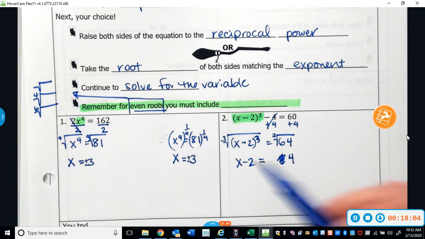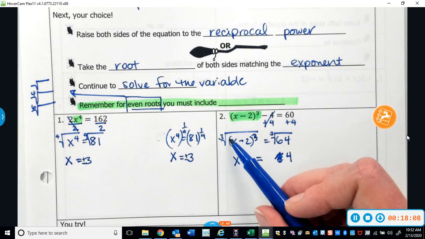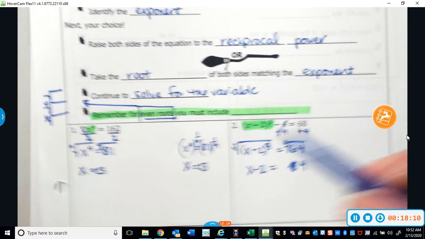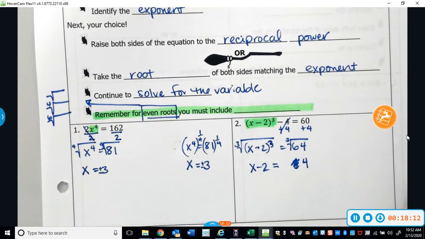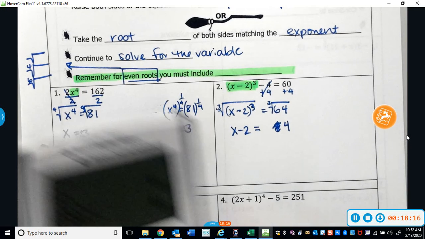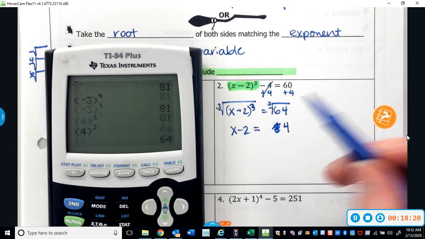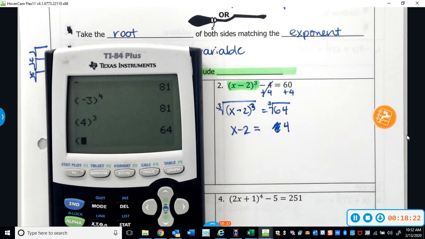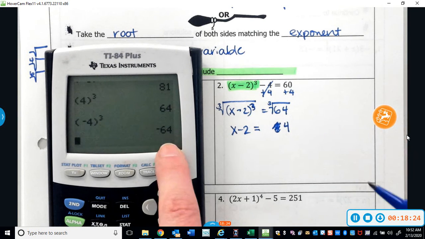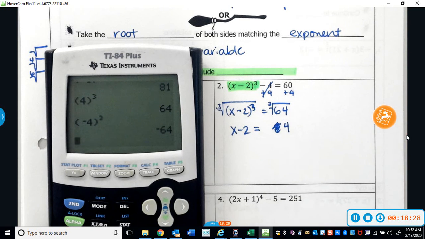So I messed up. Since this is a cube root, it's an odd root, it wouldn't be plus minus. It's just if it's a square root, fourth root, or sixth root, like any sort of even root. All right, and the reason for that is if I double check, 4 to the third power is 64, but -4 to the third power is -64. So the only answer to the cube root of 64 is positive 4.